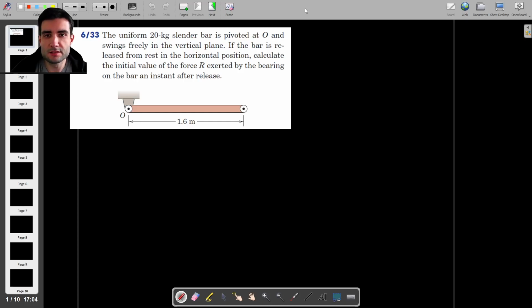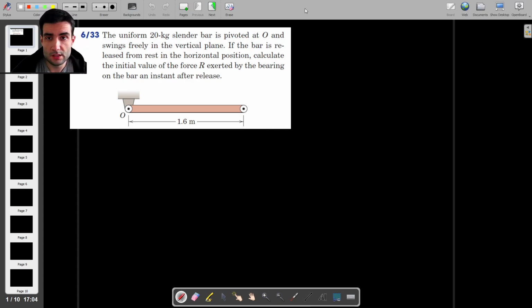Here's a relatively nice and simple rigid body dynamics problem. This is the kind of stuff that you would see if you're doing any kind of engineering, whether it's civil or aerospace or mechanical. And this is probably something that you maybe do in your first year.